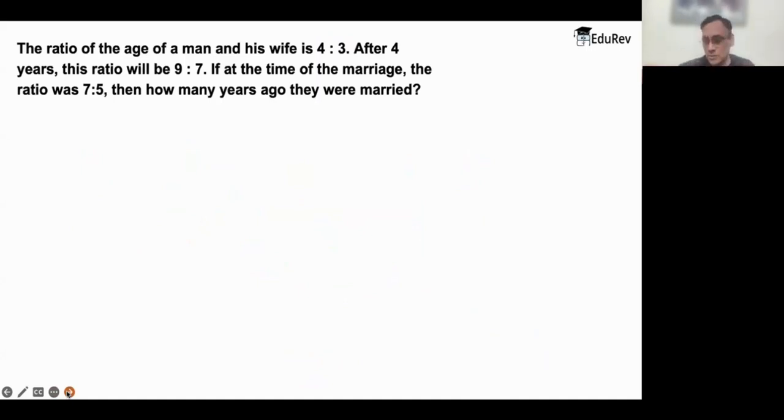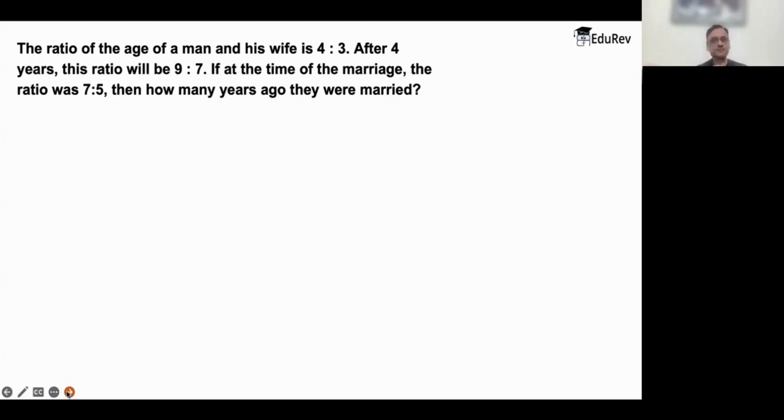Now, I told you that ratio concepts get used in a lot of other varieties of questions. One of them is this ages-based question. So have a look at this question. What is it saying? The ratio of the age of a man and his wife is 4:3. After 4 years, this ratio will become 9:7. If at the time of his marriage, that means past, because the first line says man and his wife, so they're already married. At the time of his marriage, that means back. The ratio is 7:5. Then how many years ago they were married?